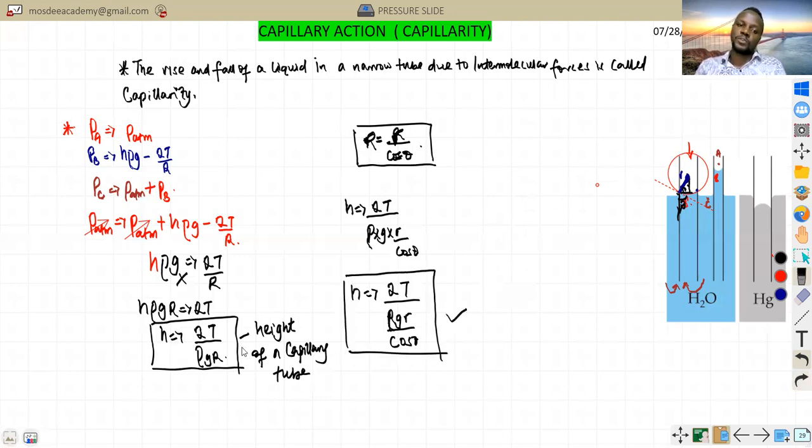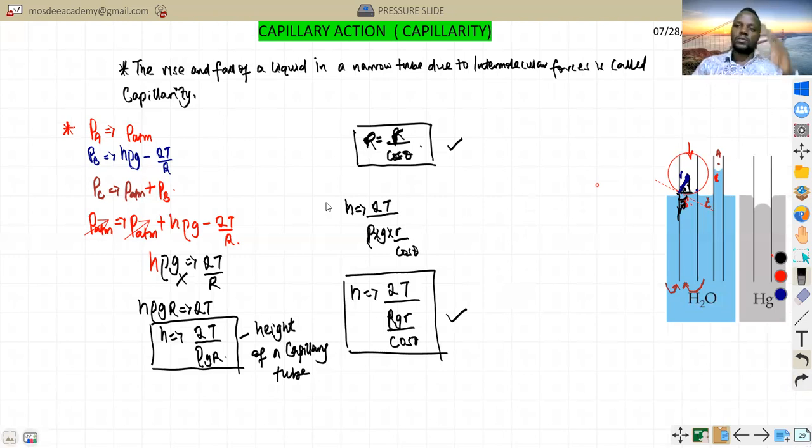But if you know that big R is also equal to small r over cos theta, then if somebody gives you, what does small r stand for? The radius of the sphere. What does big R stand for? The radius of the meniscus. Do you understand? So we need to keep this in mind not to make mistakes. And this is where I'm going to stop capillarity for now.